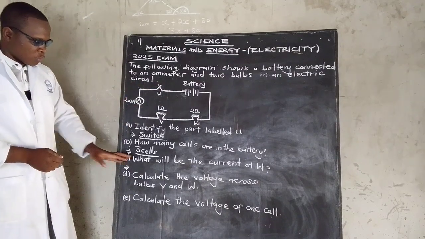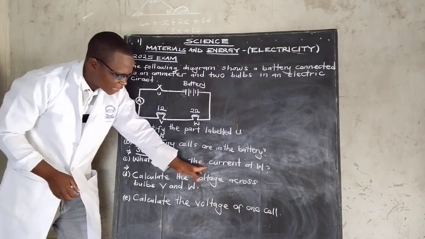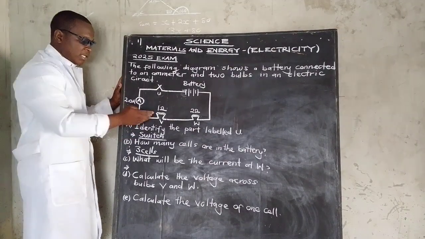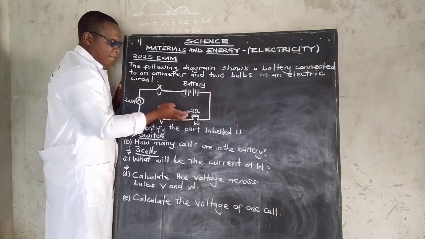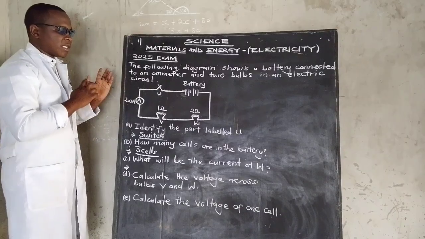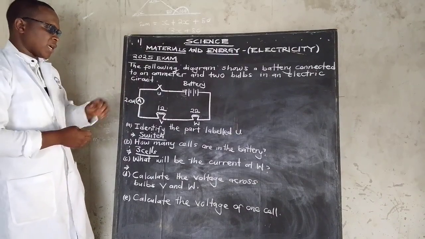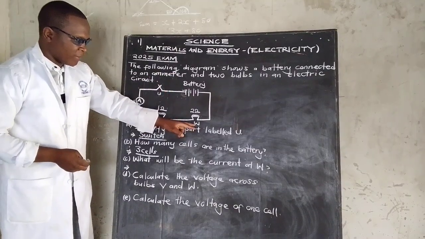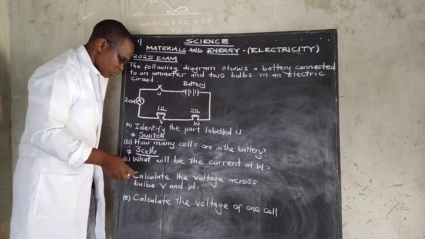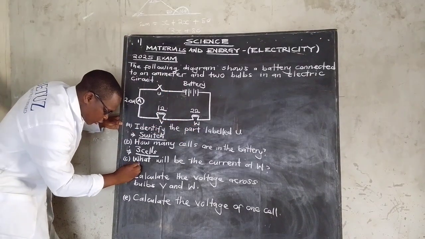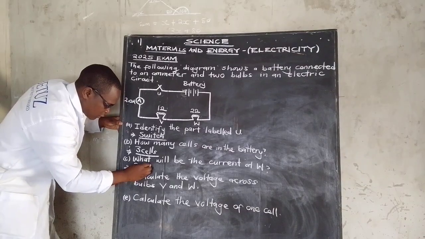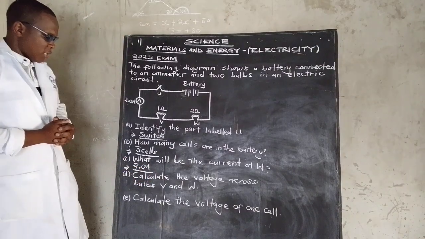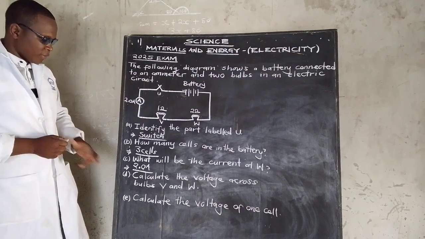Very important. So what will be the current at W? Remember what I'm saying, in series the current is the same, but the voltage is different. So the current at V is 2.0. The current at W is also 2.0. So the answer is 2.0 amps. This is our answer. Let's look at question D.